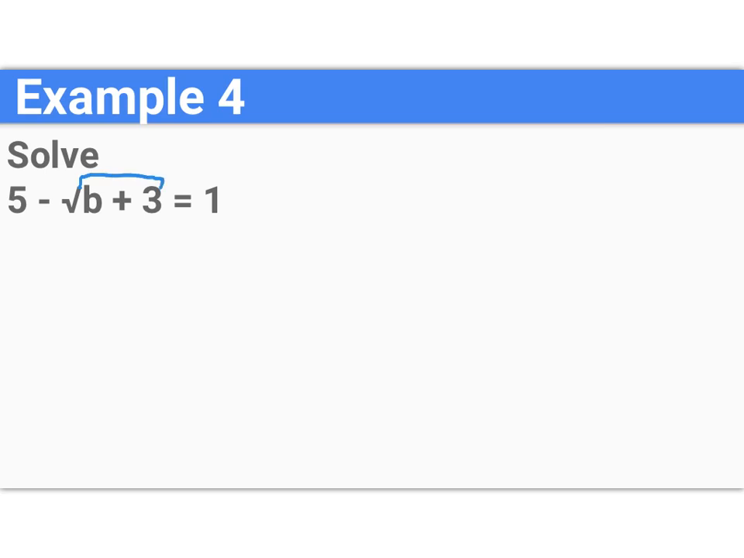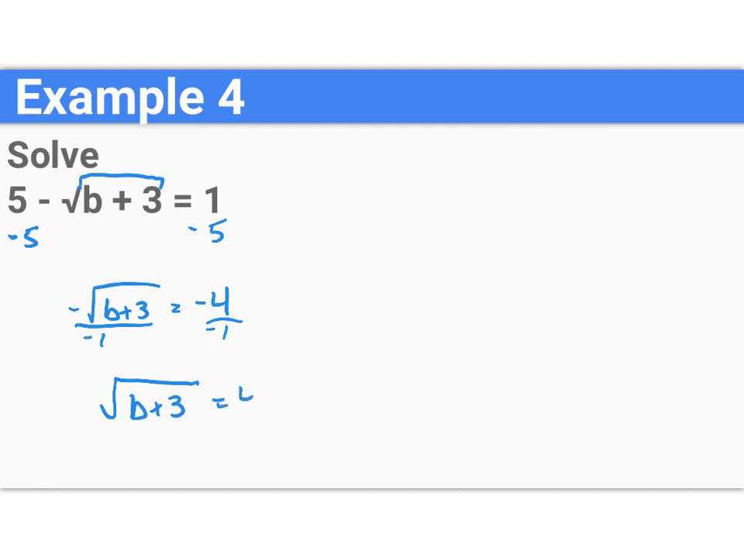All right, for this one, let us take this as the square root of b plus 3. Okay, so 5 minus the square root of b plus 3 equals 1. So the first thing we have to do is get rid of the 5. So we're going to subtract 5 from both sides. Negative square root of b plus 3 equals negative 4. We're going to divide both sides by negative 1. Okay, from here, we got rid of the negative, so we have the square root of b plus 3 equal to 4. So now let's square the whole equation. And so we have b plus 3 equals 16. Subtract 3 from both sides, and b will equal 13.